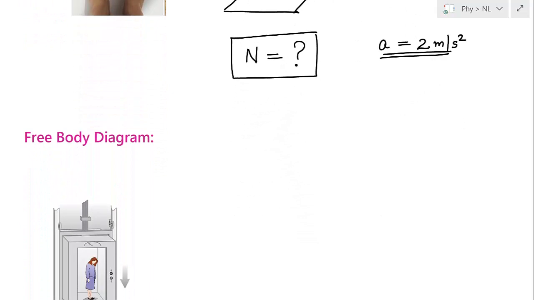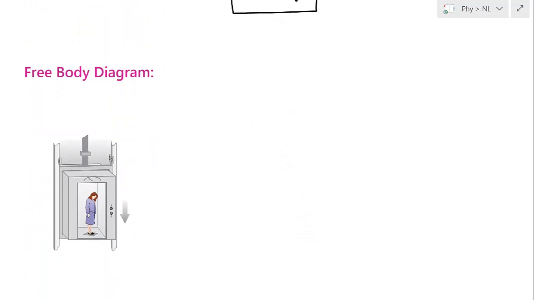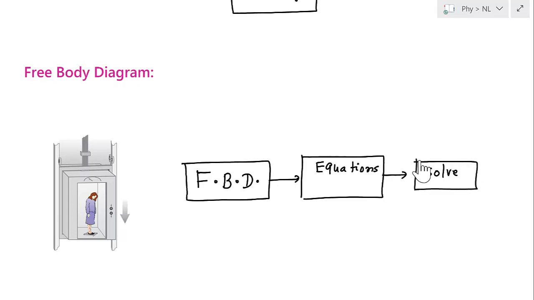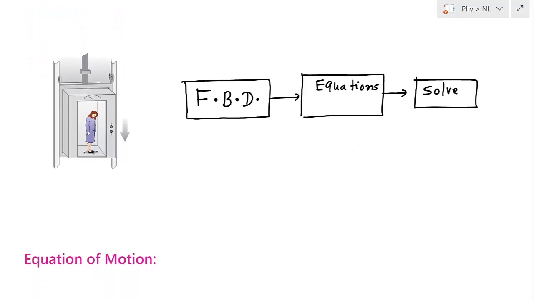Now how will you solve this problem? So you have the elevator and then what you can do is you can draw the free body diagram on this woman. And then once you have the free body diagram, you can apply Newton's second law. So the first step is drawing the free body diagram and then you apply Newton's second law and write the equations. So once you have the equation, you can solve this equation and you can get the normal reaction. In this case, you have only one unknown, that is the normal reaction. You require only one equation. So let us first draw this free body diagram and then we can write equations.